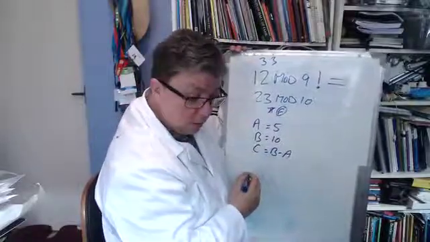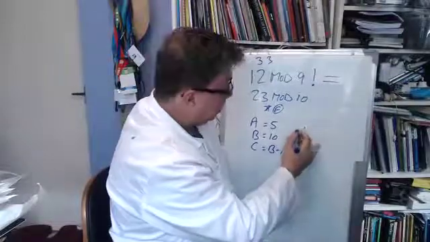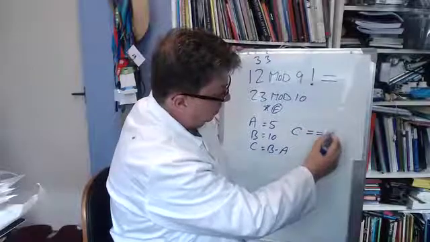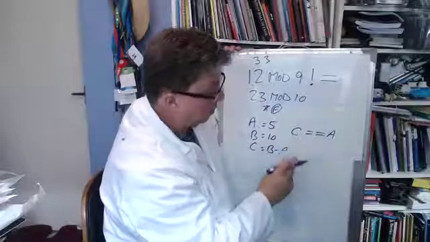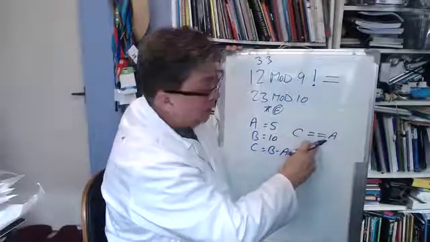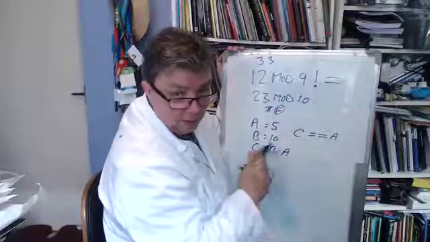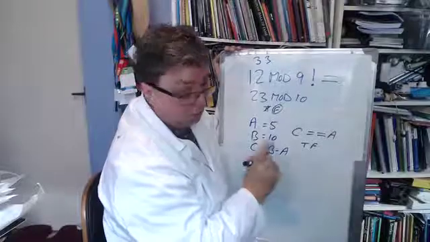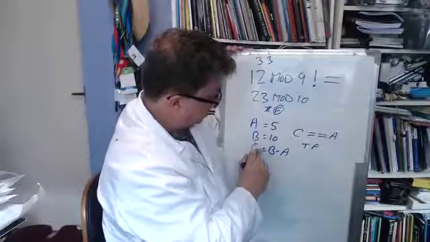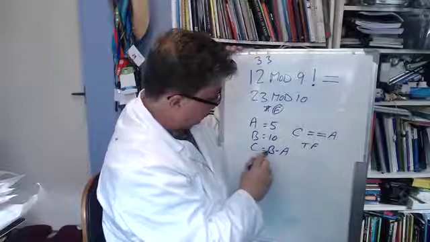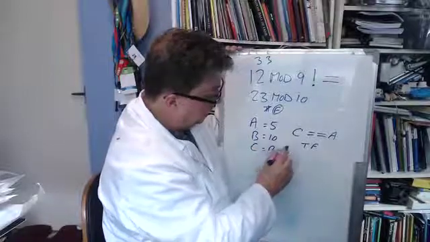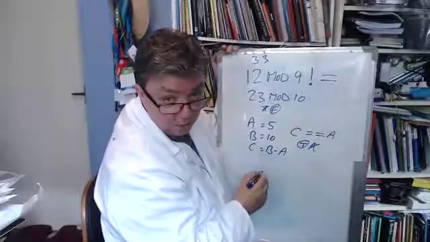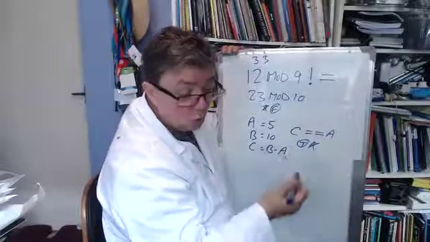So the comparison that we want to engage in is C double equals A. Notice that's a double equal sign. That is saying, is C equal to A? And again, it will either evaluate out as true or false. Well, A is 5, B is 10, C equals B minus A. Well, 10 minus 5 is 5. Is C equal to A? Yes, it is. So that Boolean expression evaluates out into T, or true.